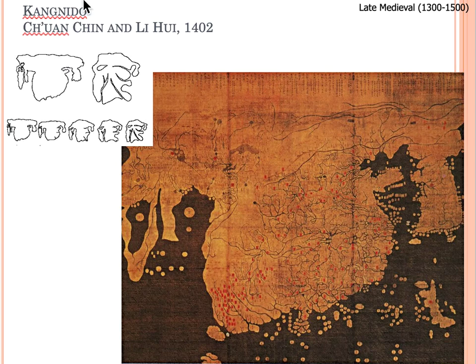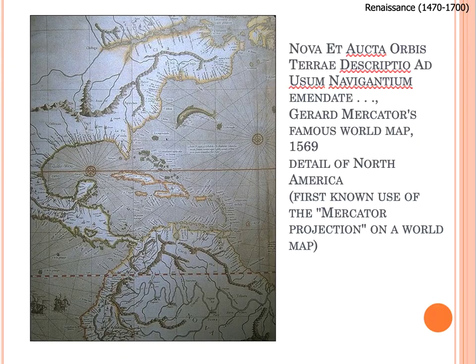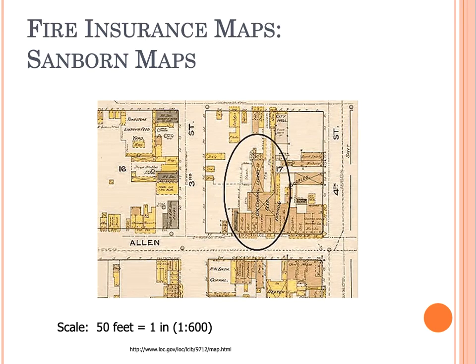Also, this is another historical map that we see here in the late medieval period. And in the Renaissance period, we see this is Mercator's famous world map in 1569. This is the first known use of the Mercator projection on a world map. And also, this is fire insurance maps, also known as Sanborn maps.